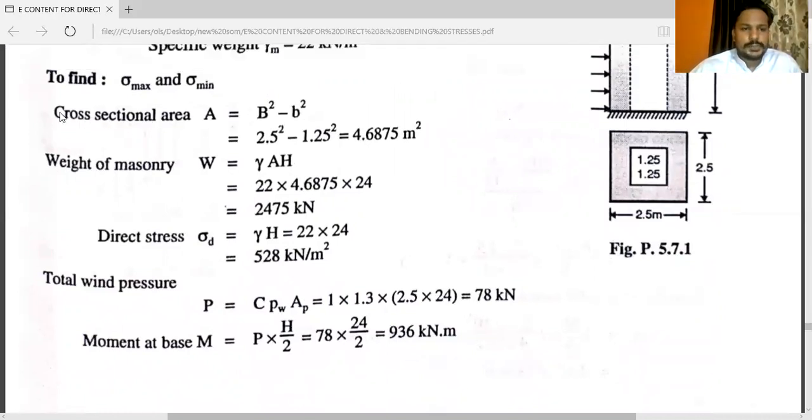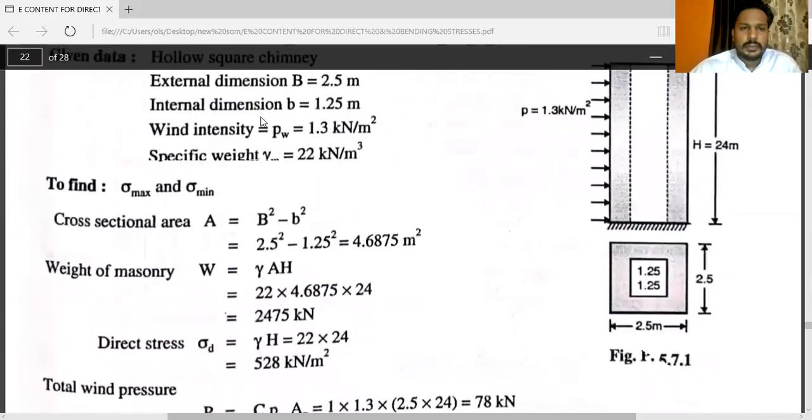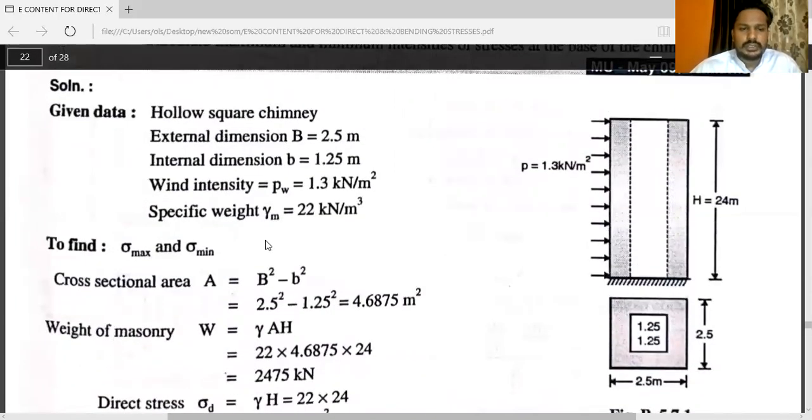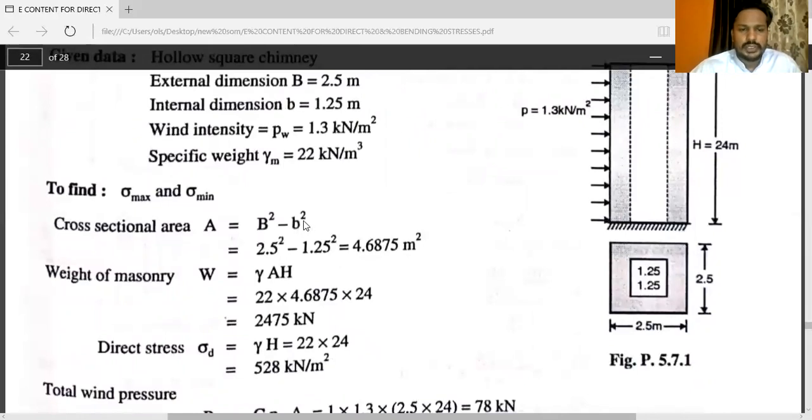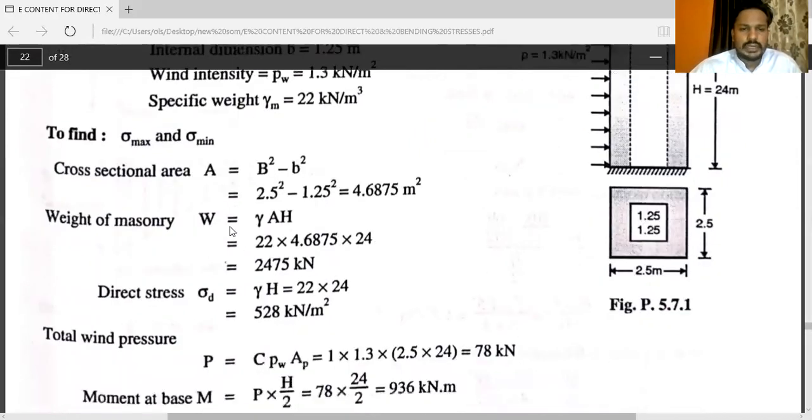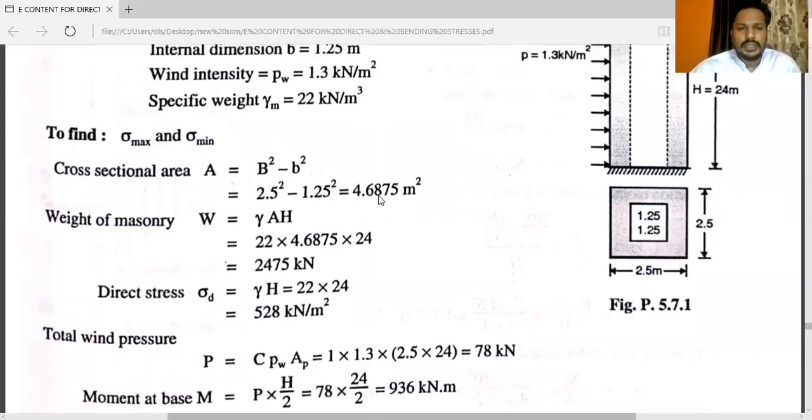See the steps. The first step is to calculate cross-sectional area. We know that area for hollow square shape, A is equal to capital B square minus small b square. Capital B is the external dimension, small b is the internal dimension. So here you will get the cross-sectional area of the chimney, that is 4.6875 meter square.